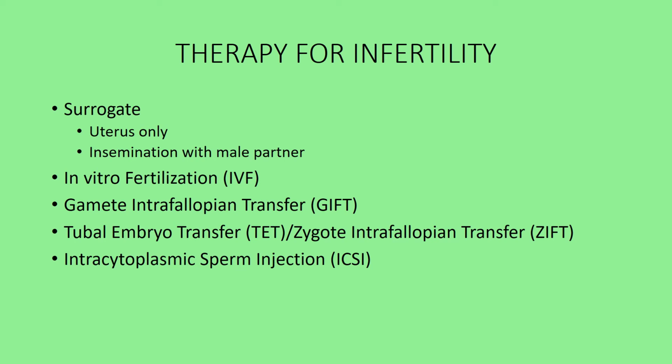With intracytoplasmic sperm injection, the sperm are directly inserted into the ova through microsurgery. So these last four techniques all use medication to induce ovulation before the procedure. This just helps obtain several ova and improve the likelihood of a successful pregnancy. However, it does create a risk for a multifetal gestation. So the mother and the father would need to be aware of the risks of maternal, fetal, and neonatal complications.